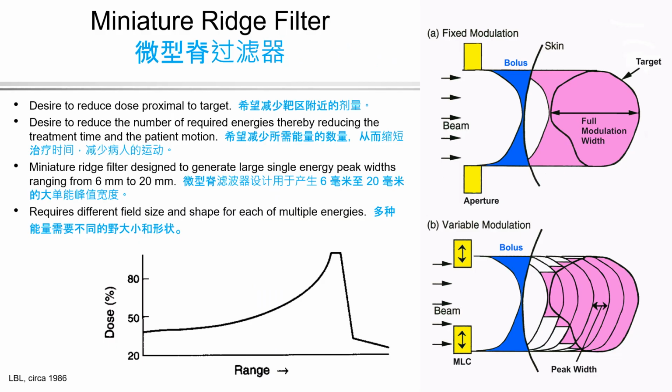The last range modulator concept to show was born from the desire to reduce the dose delivered proximal to the target and to reduce the number of energies, thereby reducing beam delivery time and patient motion. It was proposed to design miniature ridge filters to generate peak widths ranging from 6 to 20 millimeters. During delivery, a different field size and shape was used for each of the multiple energies.